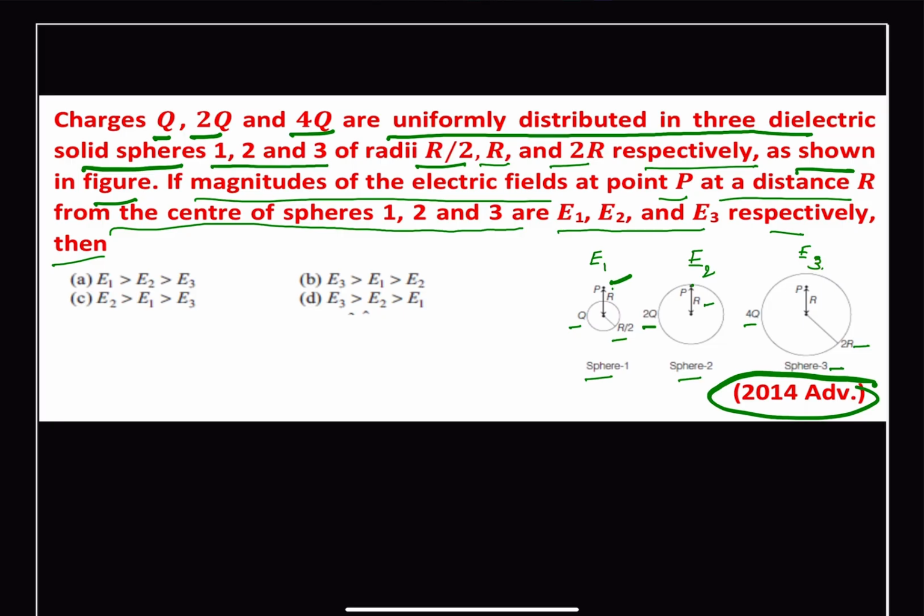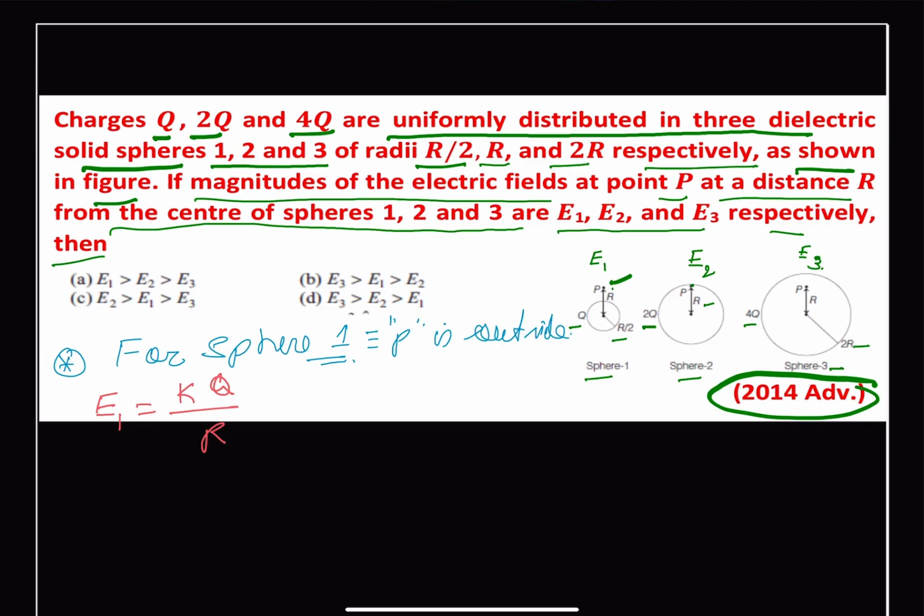So E1 will be the electric field for a point P which is outside the sphere. So we can say for sphere 1, we have point P outside. Therefore, we can write that our electric field E1 will be equal to KQ upon R square.